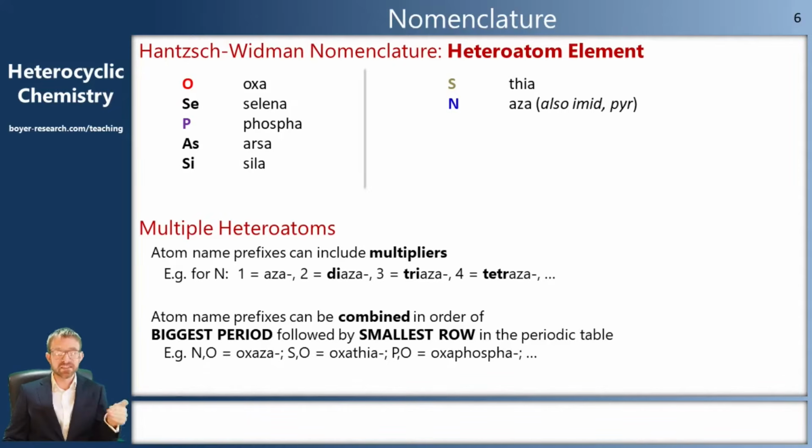If there are two different elements in the ring, then we just combine the two prefixes. So if there's a nitrogen and an oxygen, it becomes an oxaza. If there's a sulfur and an oxygen, it becomes an oxathia. And if there's a phosphorus and an oxygen, it becomes an oxaphospha. Now, the order in which we combine the names is: which element is furthest to the right, so has the biggest group on the periodic table, followed by which has the smallest row, so nearest to the top.